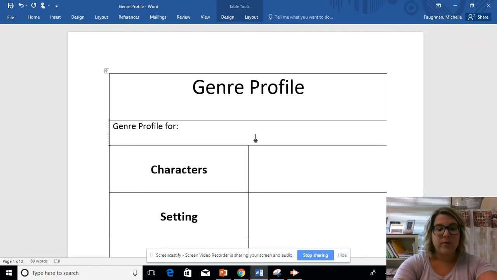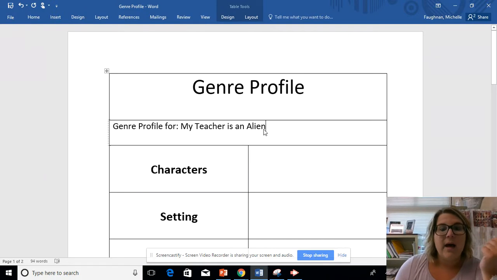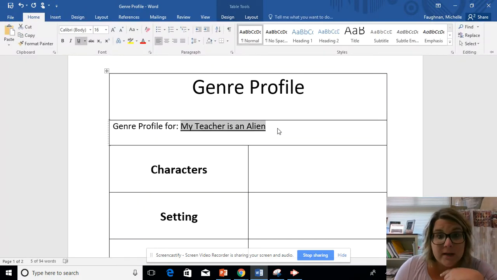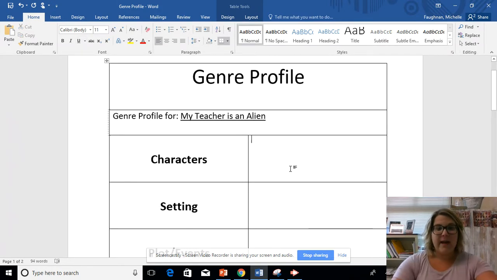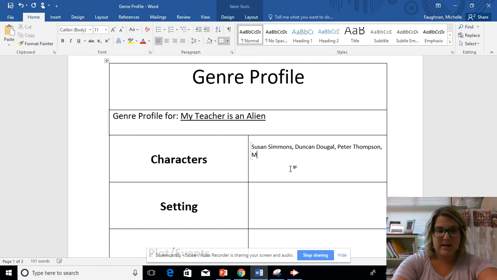And as the profile for the text, My Teacher is an Alien. And you know when we write the name of a book, that needs to be underlined. I'm going to underline that now. The characters I have in my book, well, I have Susan Simmons. She's the one who's kind of narrating it. We have Duncan Dougal. We had Peter Thompson. We had Mr. Bleakman, the principal.